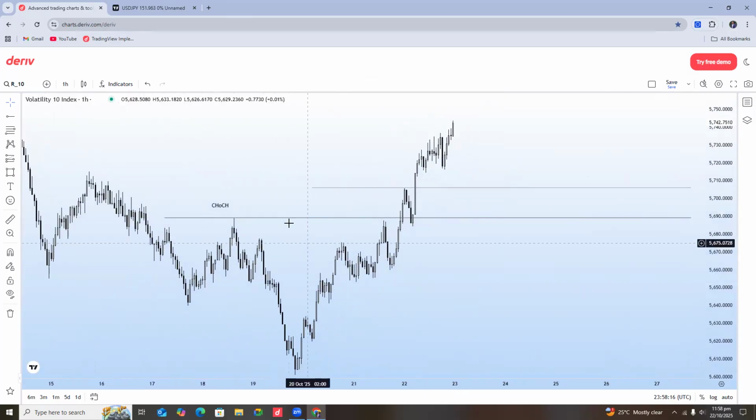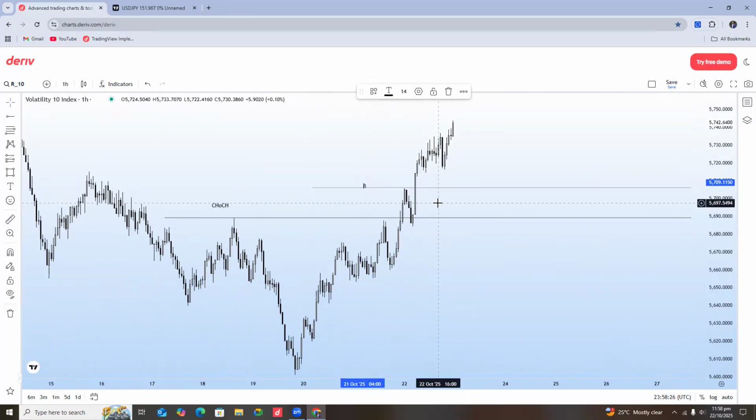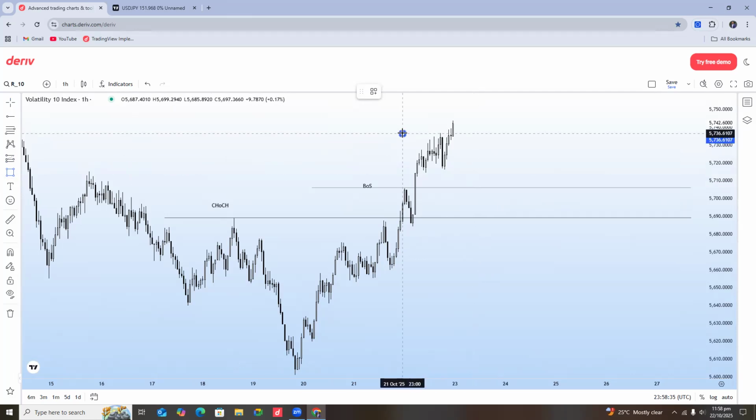Okay, we have our change of character here, and then you see that the market forms this high. And so, there's a break here. So we have a BOS. This is a BOS here. We have this. And then there is another structure here, which is broken. So there is this BOS, there is this BOS.